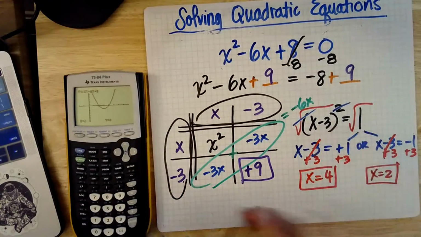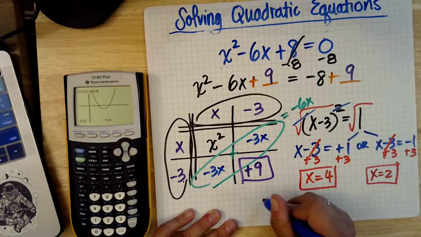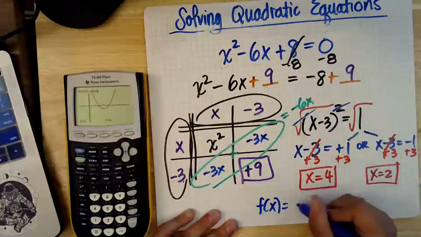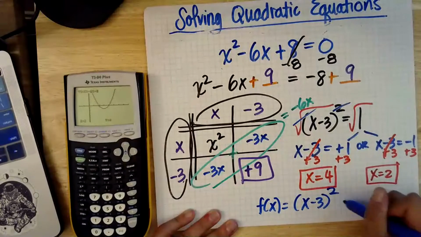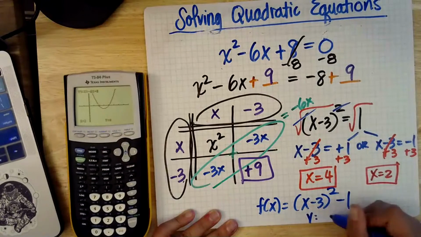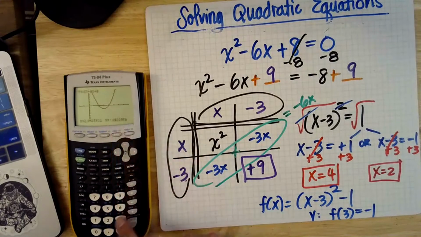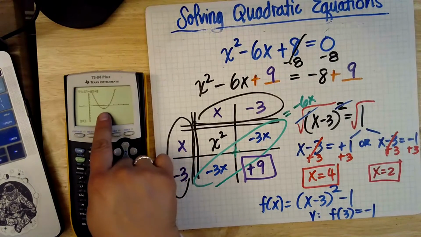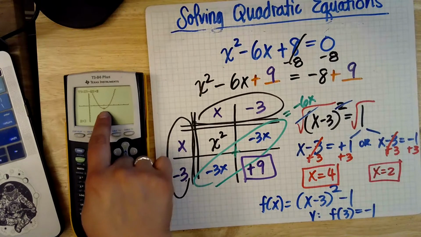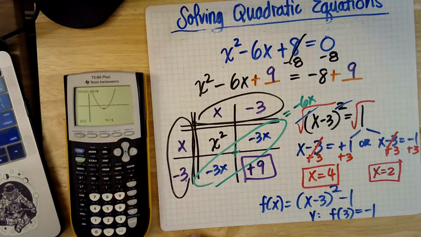Now let's go back to this and let's see, what's my vertex? Remember, I have f of x is equal to x minus 3 squared, bring the 1 over again, -1, which means that my vertex is f of 3 equals -1. Let's see if that's true. Let's look to see. I'm going to trace to see what is the value at 3. And bam, my calculator has that point on the vertex, and that 3 corresponds to an output of -1.